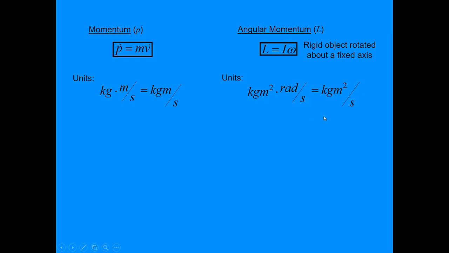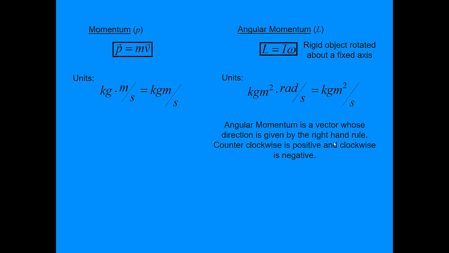Again, no special name for this. It's not a Newton. That's a kilogram meter per second squared. This is a kilogram meter squared per second. So this is just what it is. For whatever reason, just like they do with linear momentum, they didn't give it a special name, they didn't give the angular momentum units a special name either. It's just a kilogram meter squared per second.